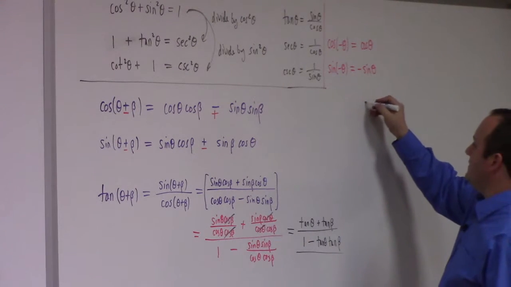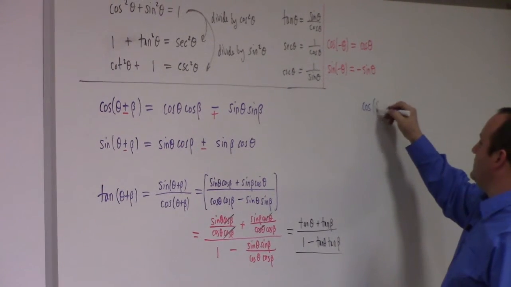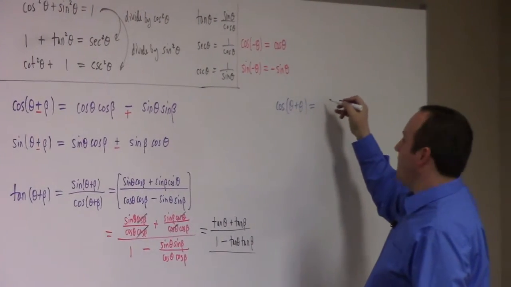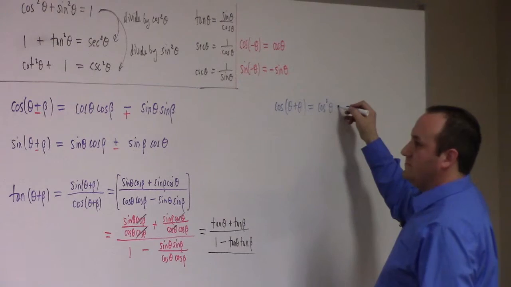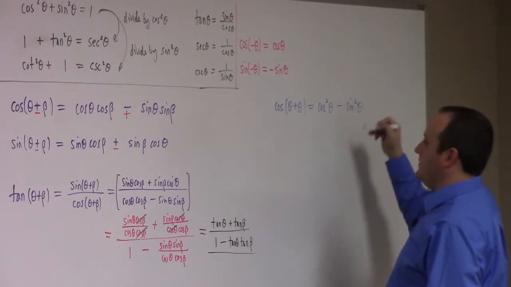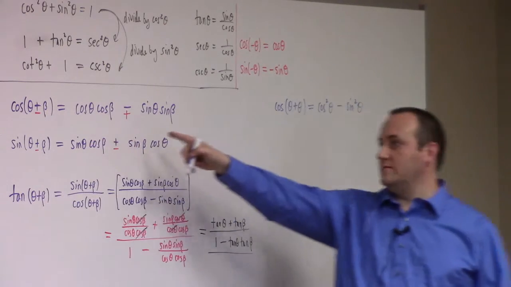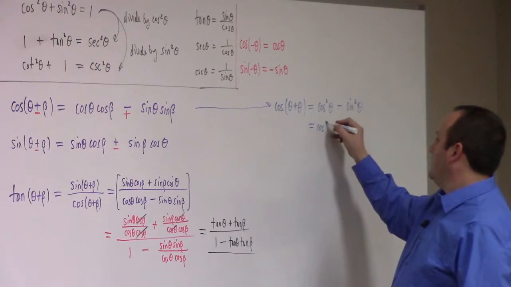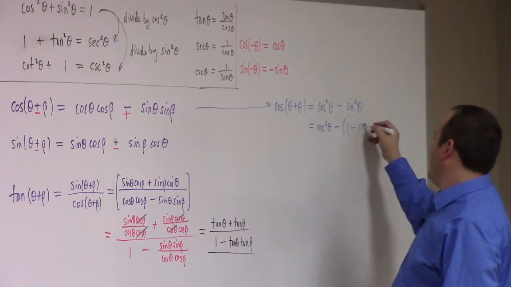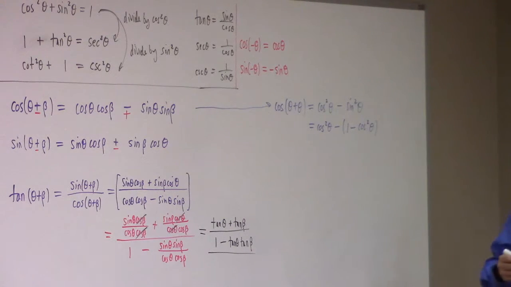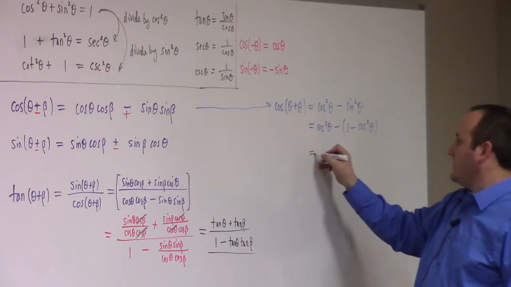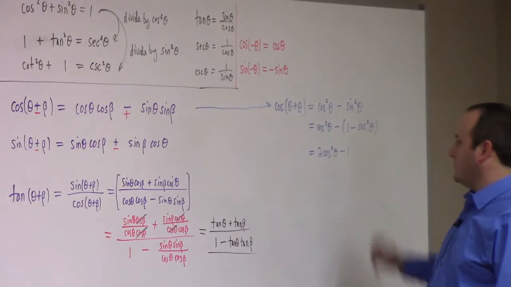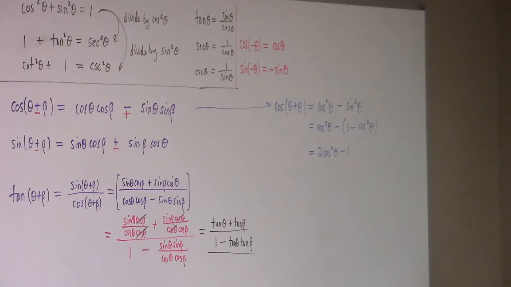Let's see here. So, for example, if I take cosine of theta plus theta, I get what? Cosine squared theta minus sine squared theta. See what I did there? I put theta equal to beta to get this. But what's that get me? Sine squared theta is 1 minus cosine squared theta by the Pythagorean identity. And so what do I have? I have twice cosine squared theta minus 1. So I can solve for cosine squared theta. What do I get?